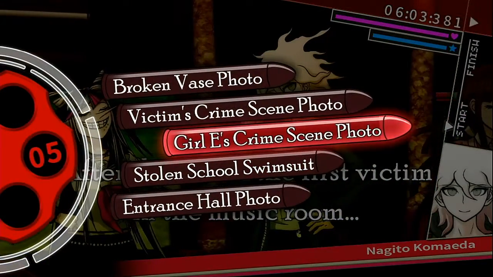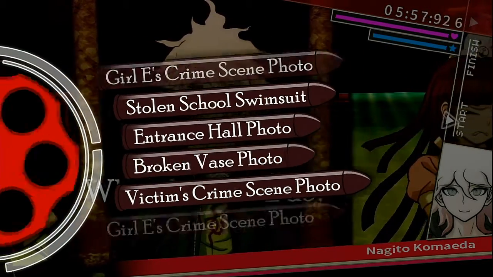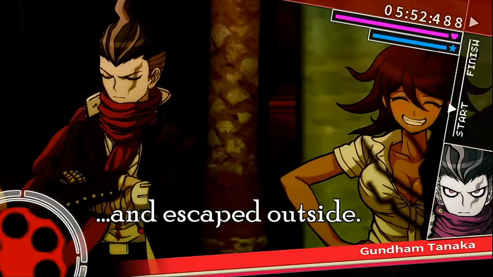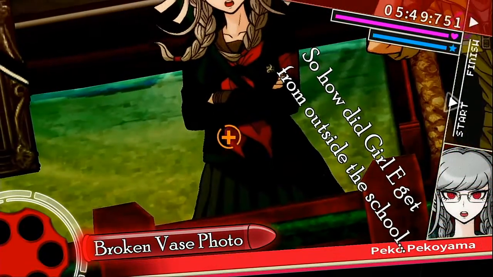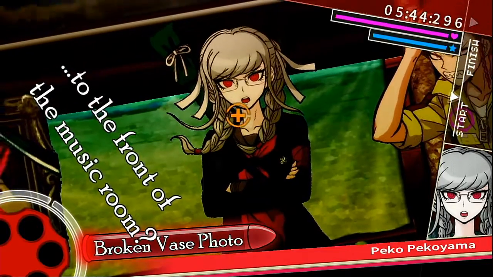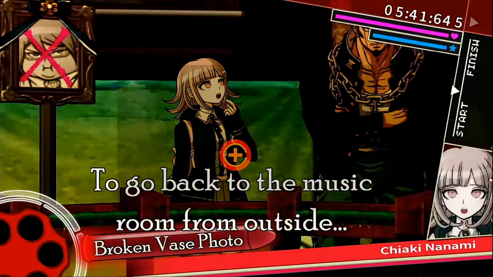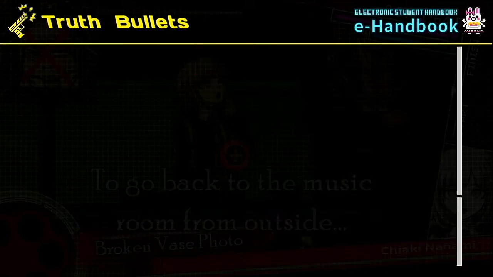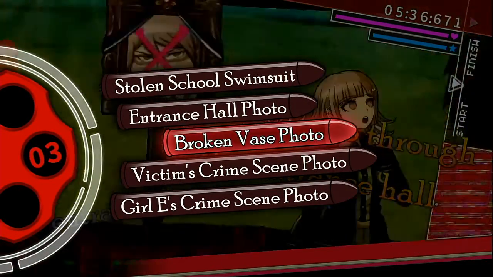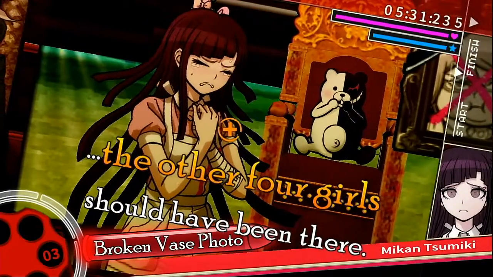After she killed the first victim in the music room, what did Girl E do? She just broke the window in the music room and escaped outside. So how did Girl E get from outside the school to the front of the music room? To go back to the music room from outside, you need to go through the entrance hall. Plus, at the entrance hall, the other four girls should have been there.